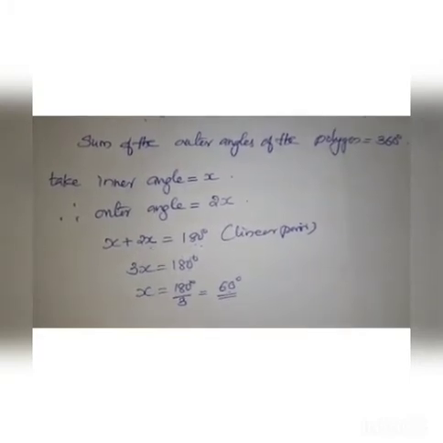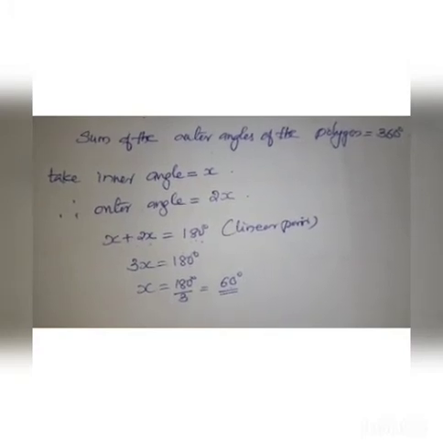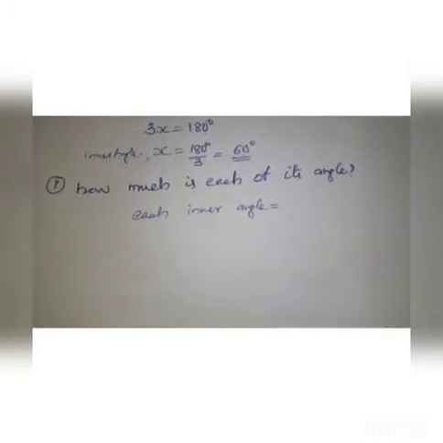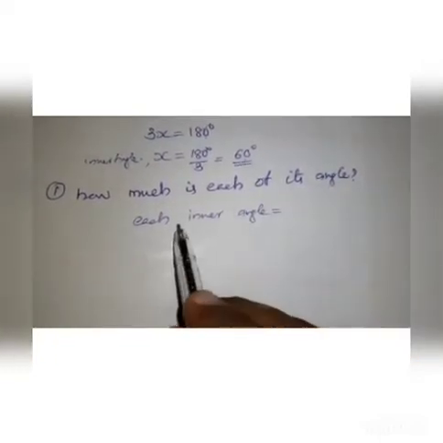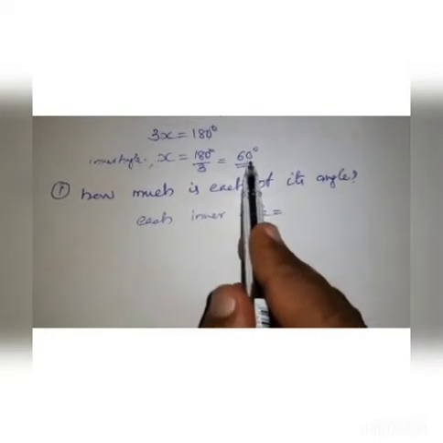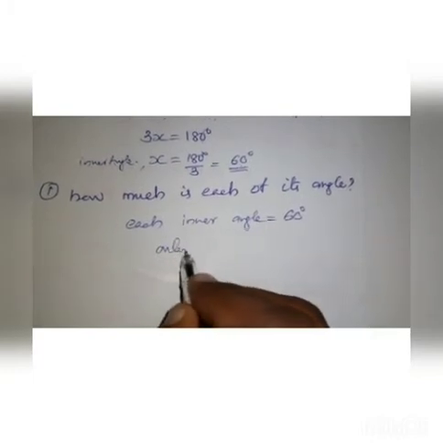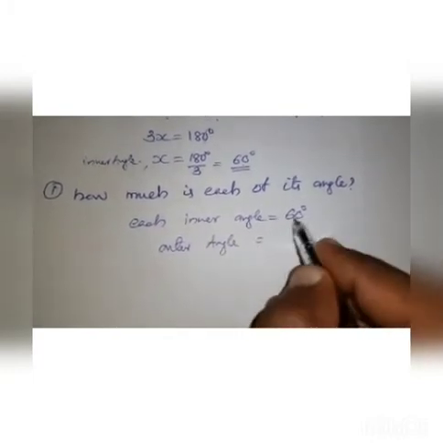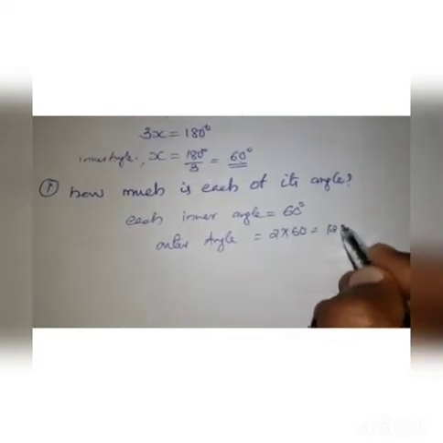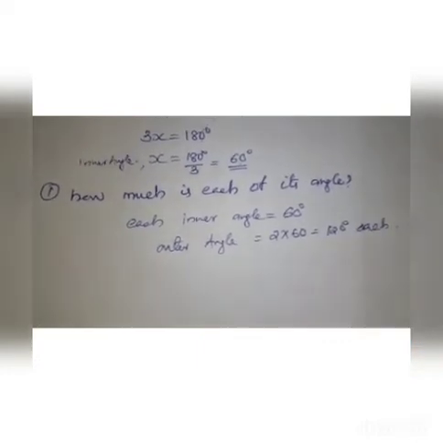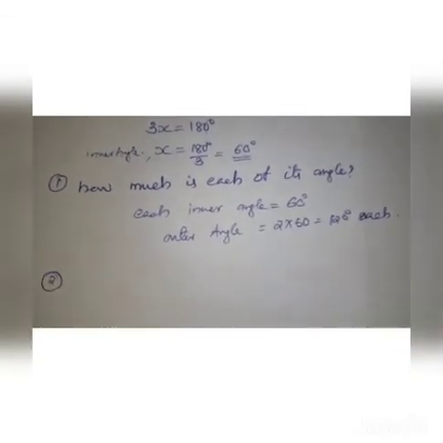Then look at the question. First one, how much is each of its angles? Inner angle you got as 60. What about the outer angle? Inner angle is 60. Outer angle is how much? Double of this, twice. So 2 into 60, that is 120 degrees each.